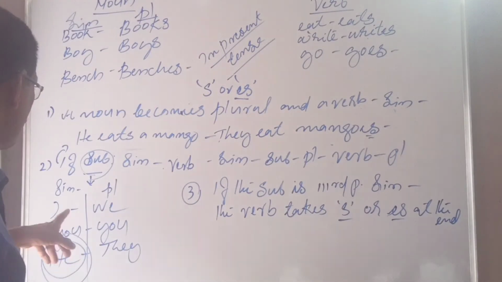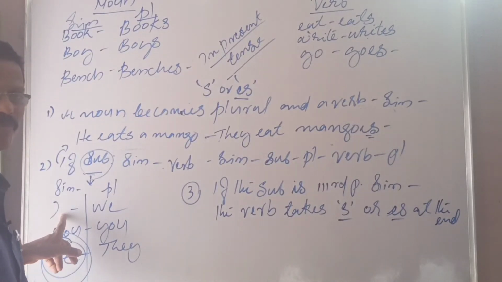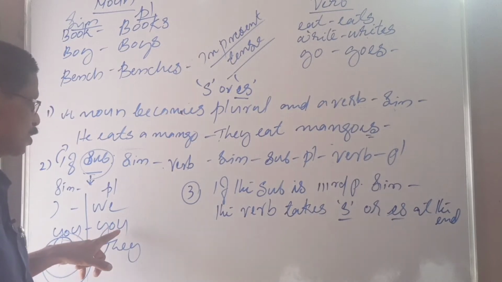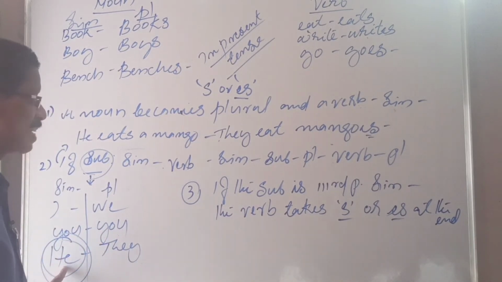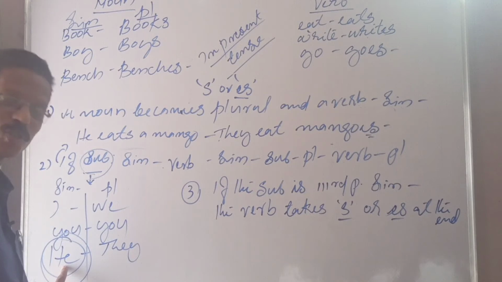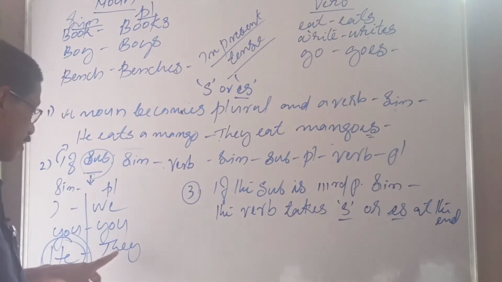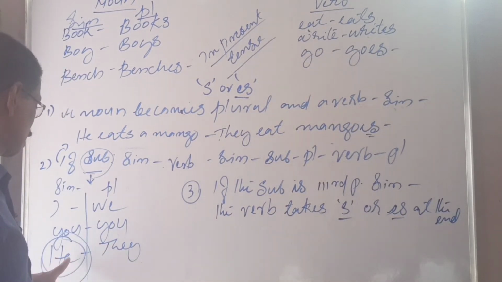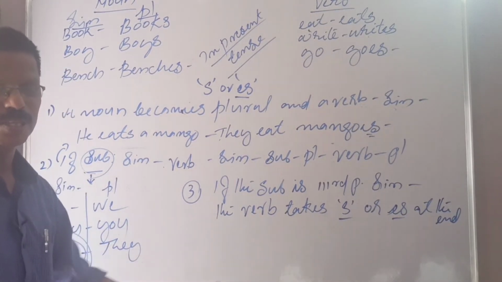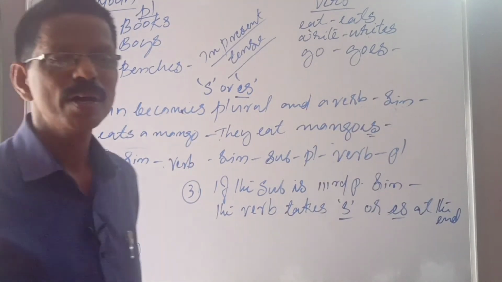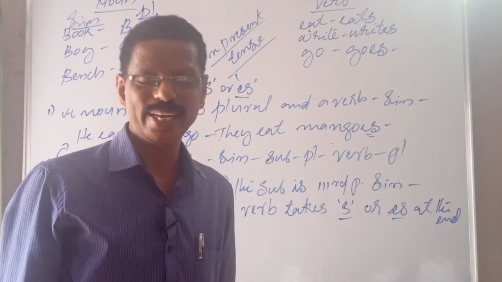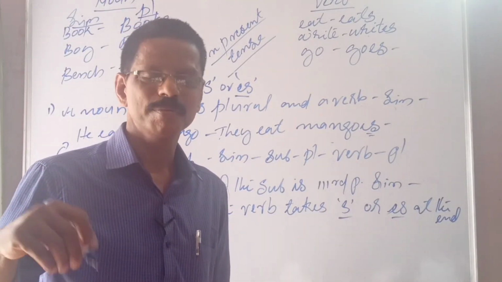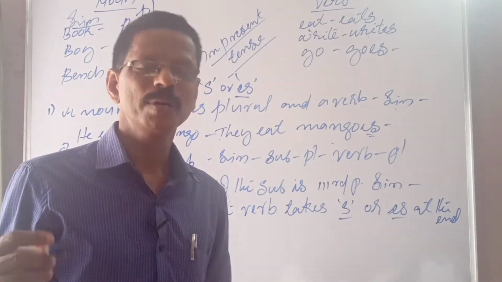For example, see, I write a letter, we write letters. You write a letter, you write letters. He writes. Is it not so? He writes and they write letters. So you add s or es only with the third person singular. This is a very important rule which very often anybody or everybody used to forget. Okay, now you know it, but practically when you write a sentence, you may miss it.